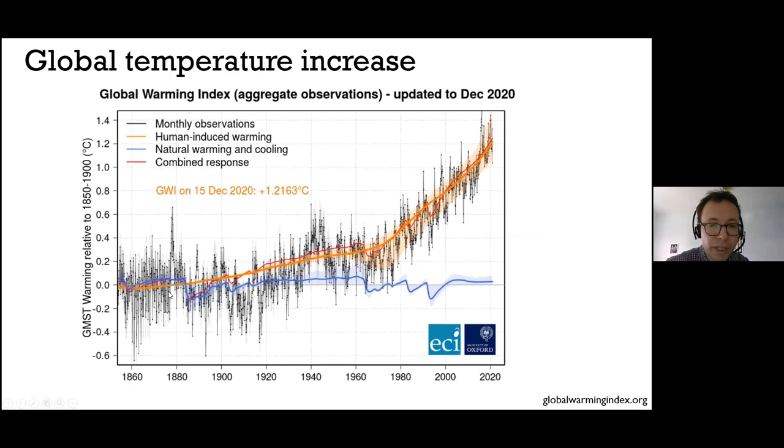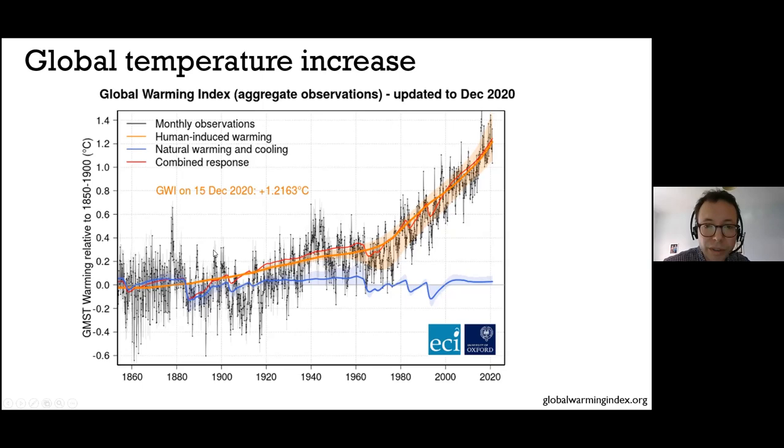Here we can see the temporal evolution of global surface temperature. And this is from a website called globalwarmingindex.org, where you can basically get this updated for the current month. So this is from December 2020. Maybe they are not updating it so often these days, but usually the update is very recent.